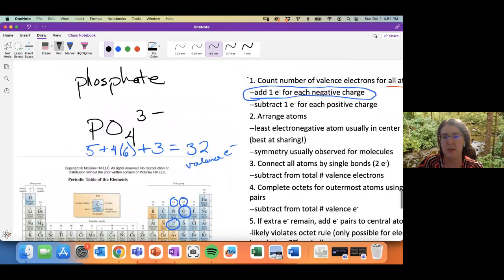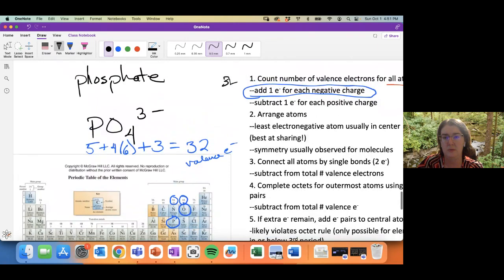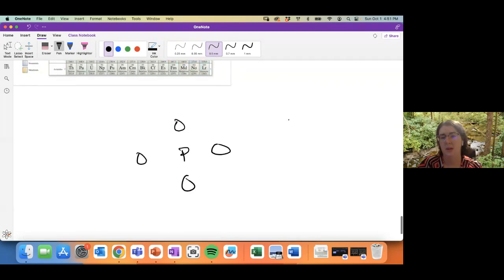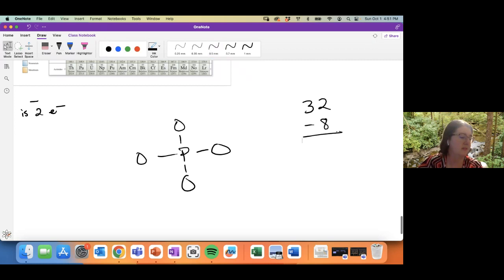Arrange the atoms. So I did this, I got 32. I arranged the atoms, boom. Connect all the atoms by single bonds. This should hopefully make sense because this is a molecule and we're trying to draw a Lewis structure, so we've got to connect everything together. You have to. 2, 4, 6, 8. Every line is 2 electrons. So that was 8 electrons. I should hopefully have 24 left over. Yay, good.